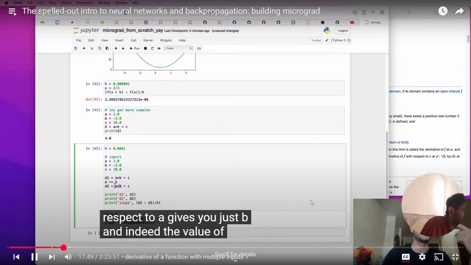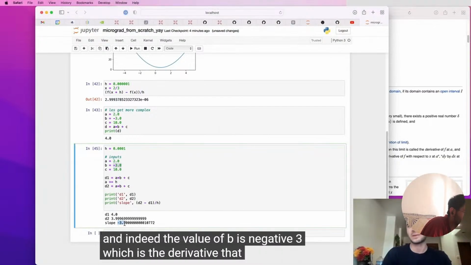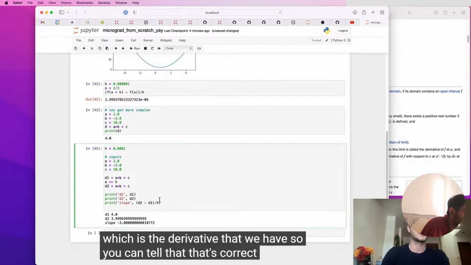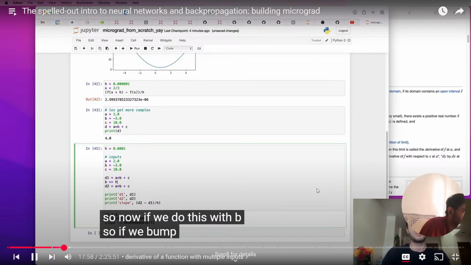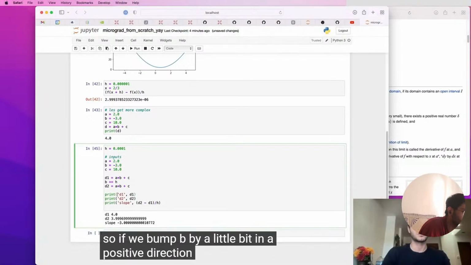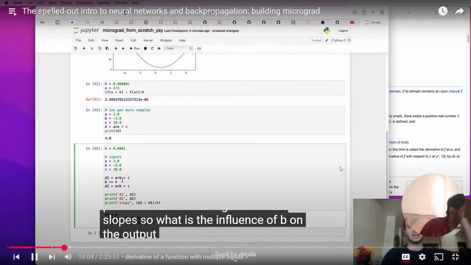And indeed, the value of b is -3, which is the derivative that we have. So you can tell that that's correct. So now if we do this with b, so if we bump b by a little bit in a positive direction, we'd get different slopes. So what is the influence of b on the output d?